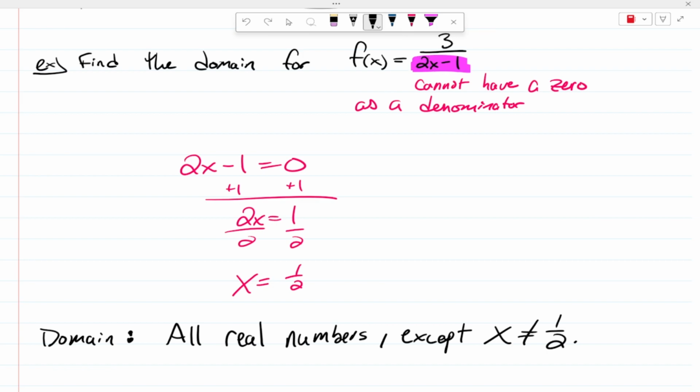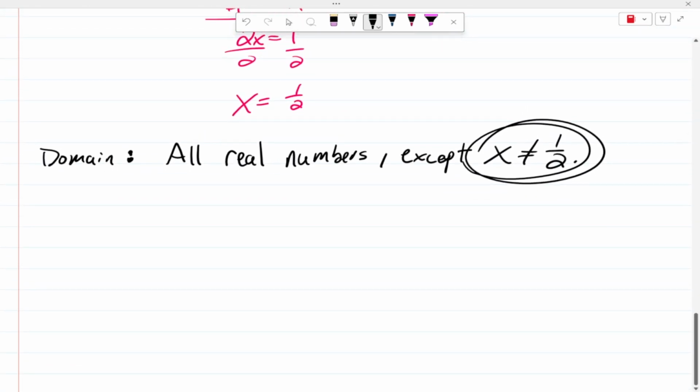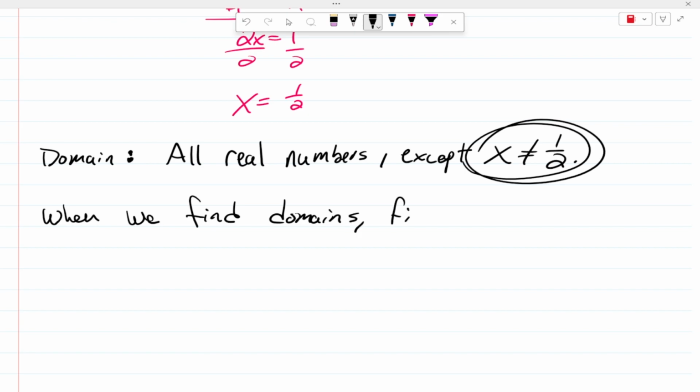So once again, think about it in terms of a calculator. If your calculator was 3 over 2x minus 1, you hit 1/2 and then hit enter, the calculator is not going to work. And that's because this number is not in the domain. So when we go to find domains, it's better to find the exceptions versus trying to figure out what numbers actually work. Because there's an infinite amount of numbers. So you find the exception.